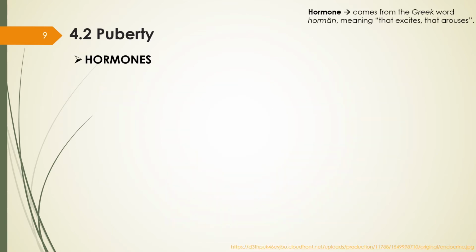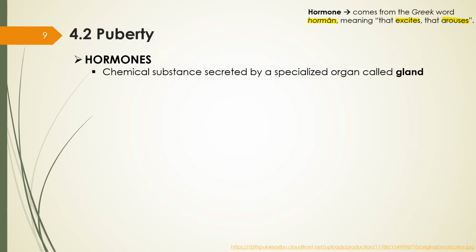So hormones are like a guide for all your body. The word hormone comes from the Greek word hormone, which means excites, arouse, okay? So it makes all the changes in your body, and you have hormones all over your body. Hormones are chemical substances secreted by a special organ called a gland. And you have different glands in your body.